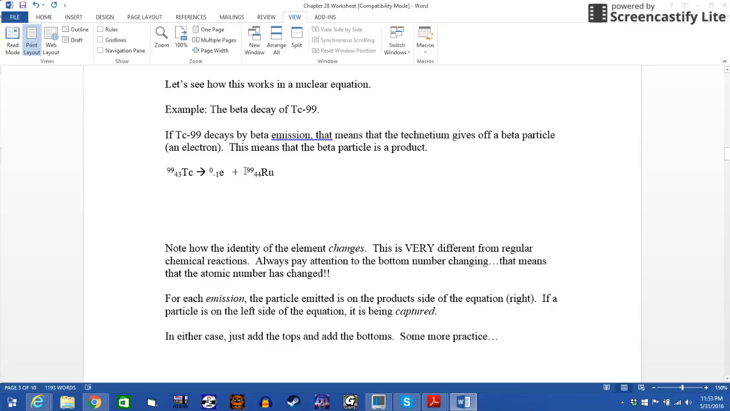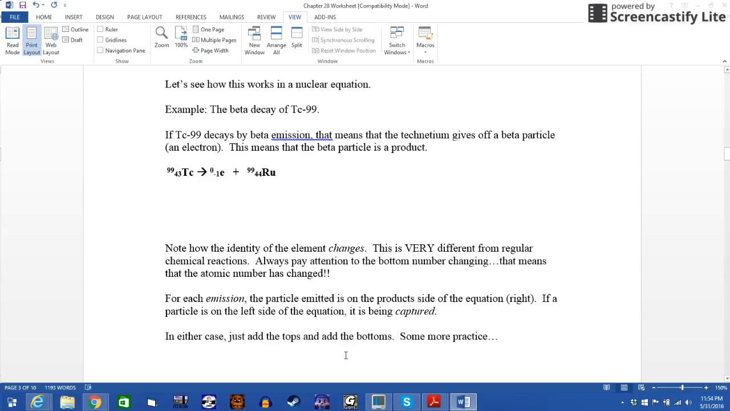So notice that the element's identity changes. That's very different from any regular chemical reaction. If you emit something, it's an emission, like this is considered a beta emitter, technetium-99 is a beta emitter, then the particle is on the product side. It's emitted. It's a product. Beta particle is a product. If it's on the left side, it's called a capture. Not going to see that as often, but it's there.